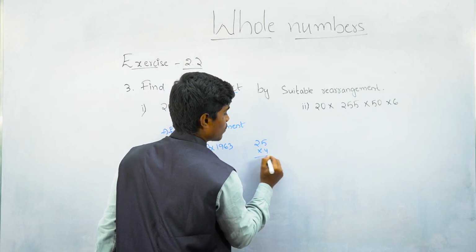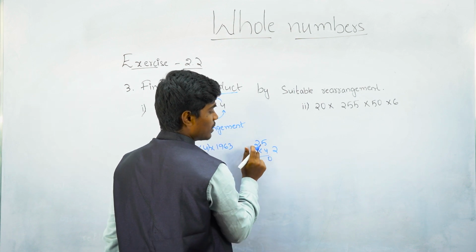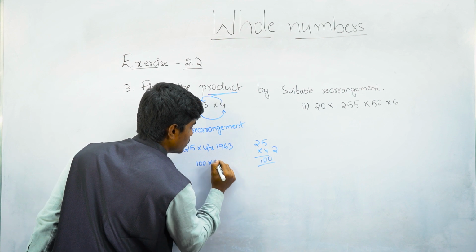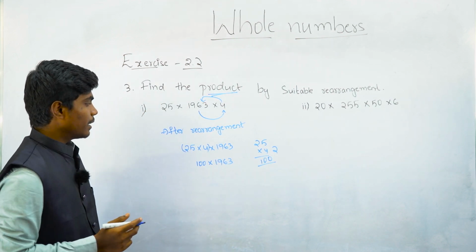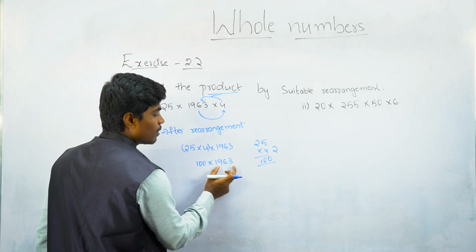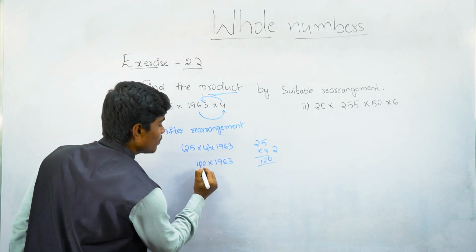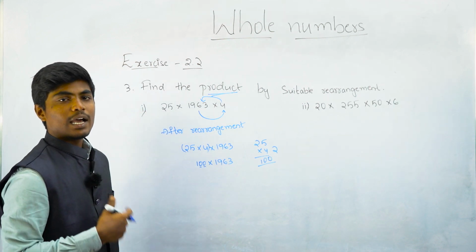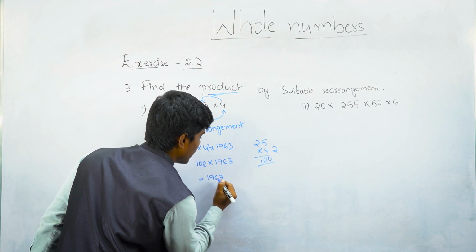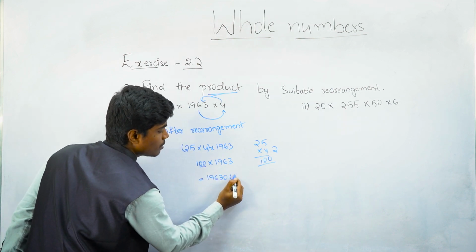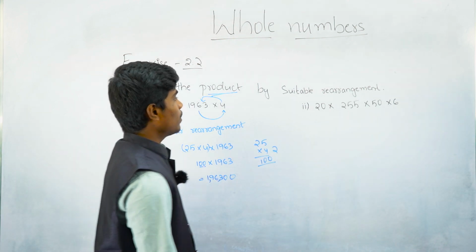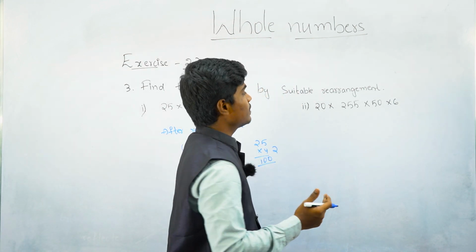25 into 4. 4 5s are 20. 4 2s are 8, 9, 10. So the answer is 100. 100 into 1963. See, here by multiplying with 1, we will get the same answer, 1963. Here we have two zeros, so we have to add two zeros to the result. So the answer will be 196300.